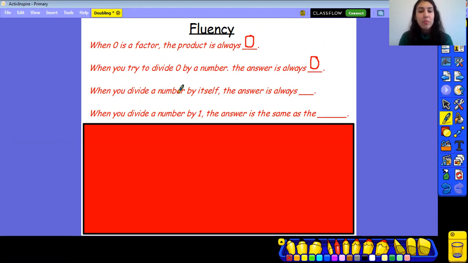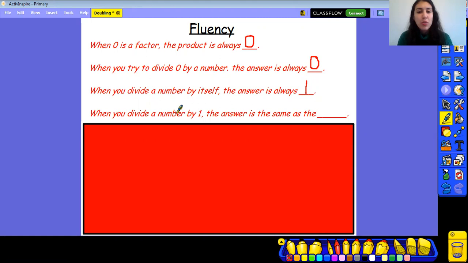When you divide a number by itself, so this is if you're doing 2 divided by 2, 10 divided by 10, for example. So when you divide a number by itself, the answer is always, can you remember? 1. Excellent. The answer is always 1. Super.